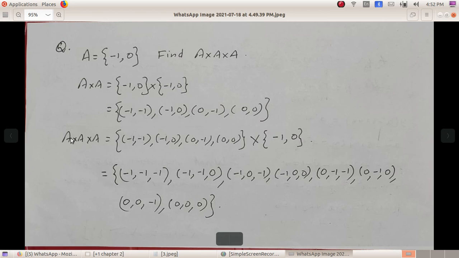That is okay. Then what is A cross A cross A? A cross A cross A means first you write A cross A, cross again A. This (-1, -1, -1), okay. (-1, -1, 0), okay. Then (-1, 0, -1), (-1, 0, 0), (0, -1, -1), (0, -1, 0), (0, 0, -1), and (0, 0, 0). So that is all about A cross A cross A.